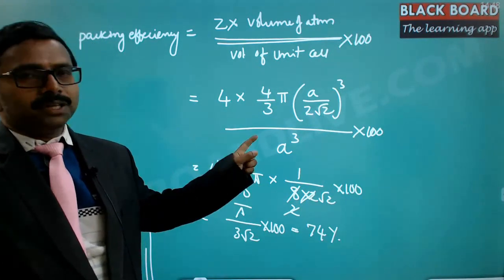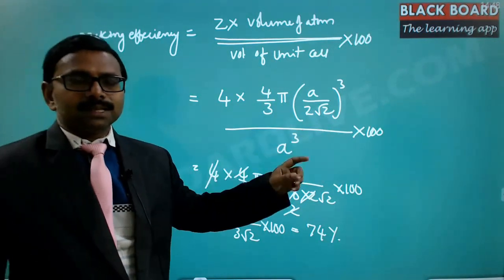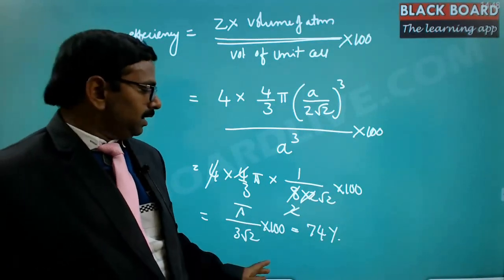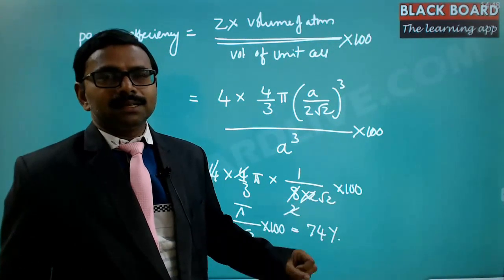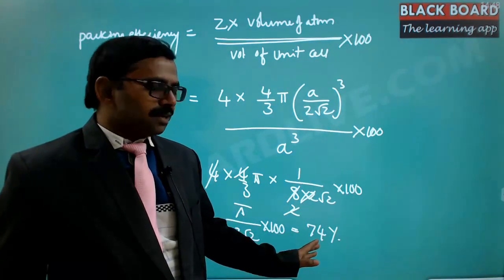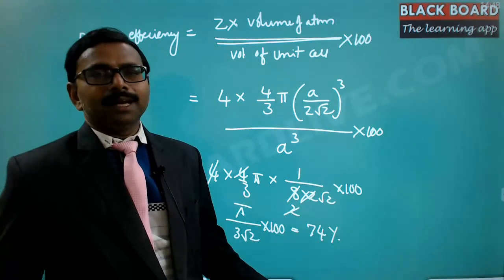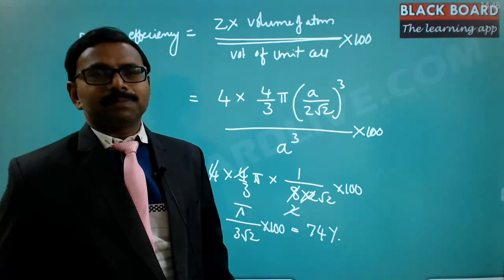So for simple cube, only 52.4% is the packing fraction. In a face-centered cube, 74% is the packing fraction. The rest, 26%, is empty space called void space.